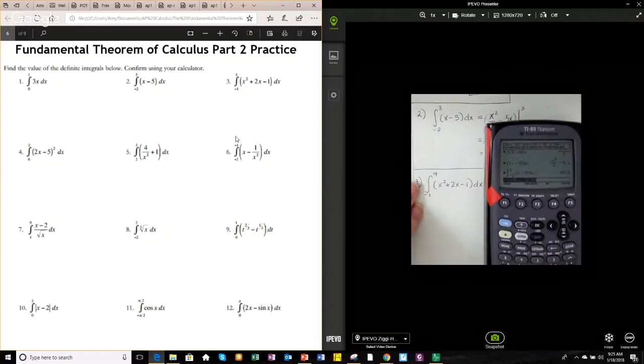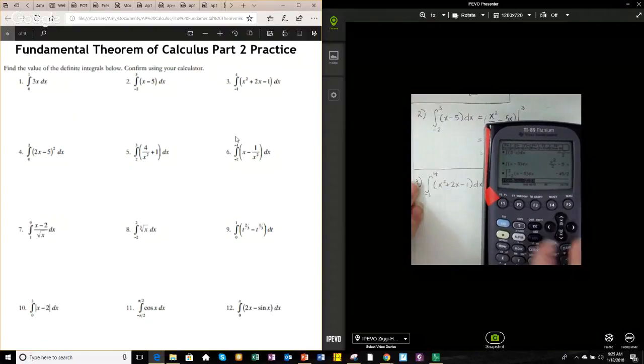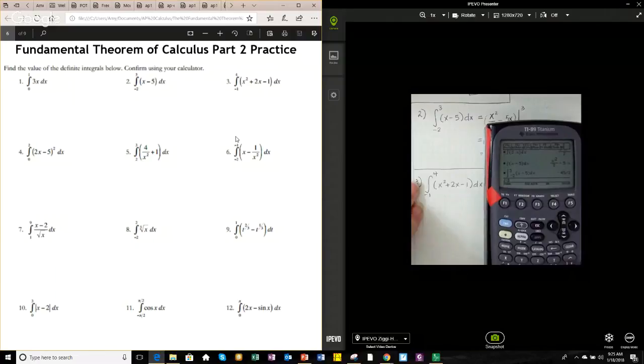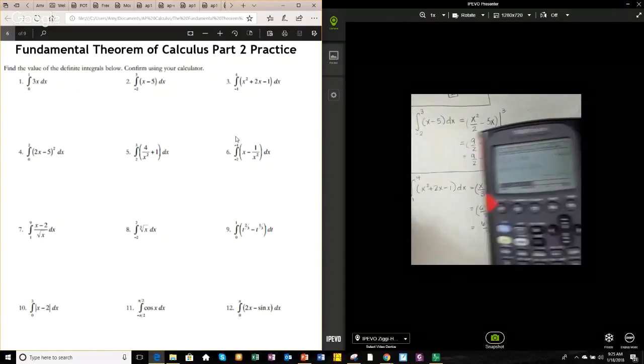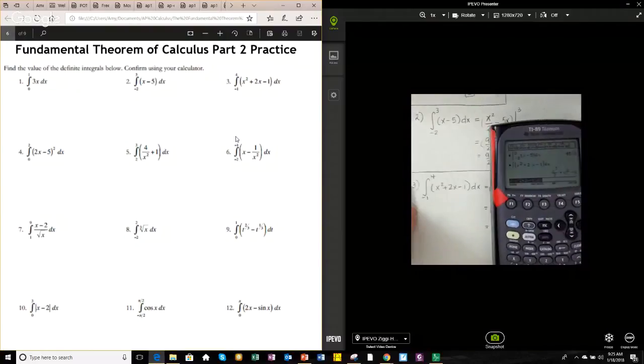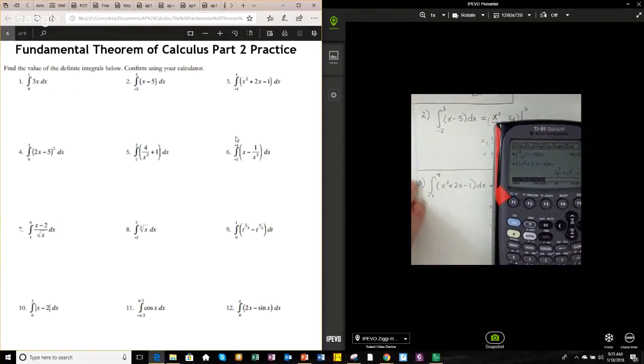All right, here we go. We're going to go second number 7, which gives us a nice integral key, and we're going to type in x to the second plus 2x minus 1, comma x, and I'm going to see if my antiderivative was correct, and we get x to the third plus x squared minus x, and that's awesome. We got that right, and now we're going to just put in our limits of integration.